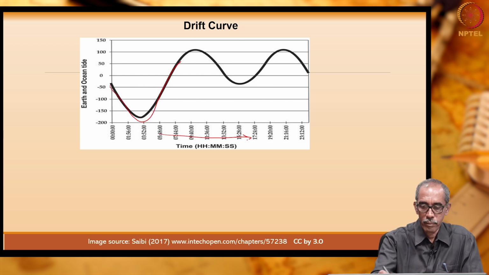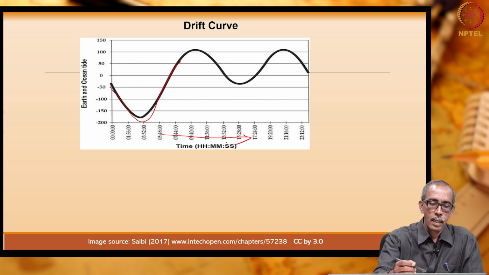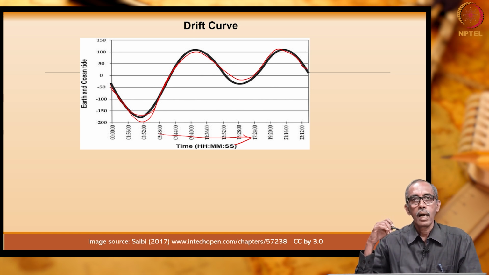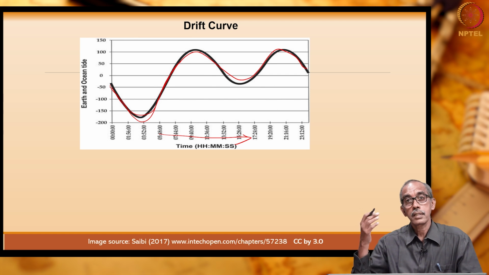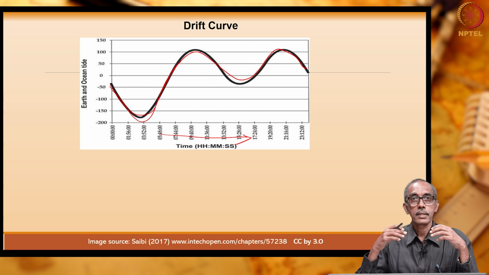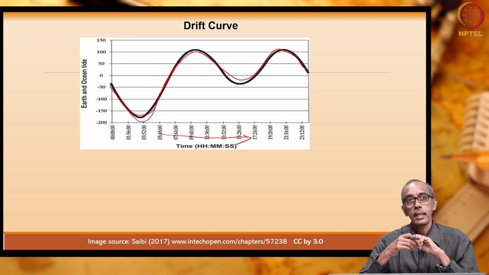So, here is the time axis, and here is the ocean tide. The tide level varies up and down with respect to time. In the same way, the earth's gravity also is going to vary. Why do you have tidal variation? Because of the interplanetary pull between the earth and the other nearby planets. So, the instrument also will be subjected to this earth and ocean tide variations.